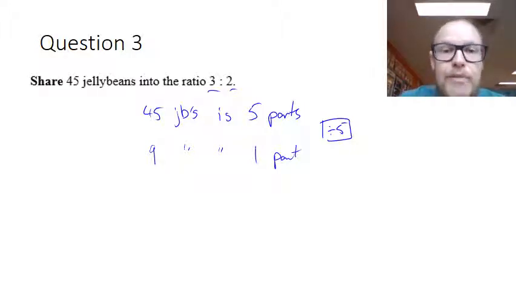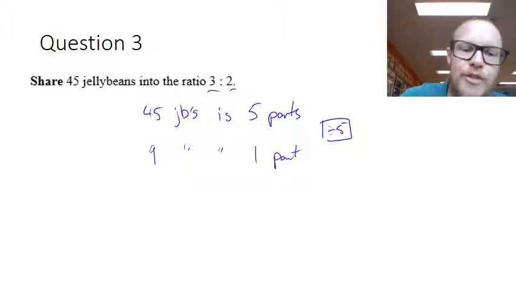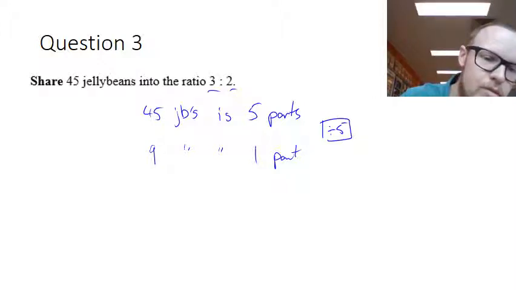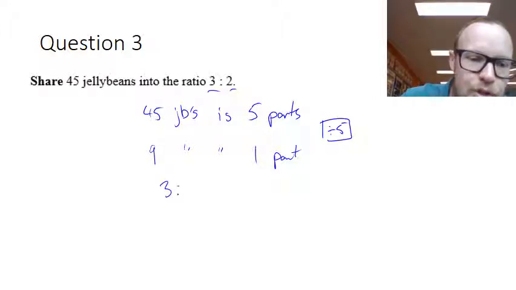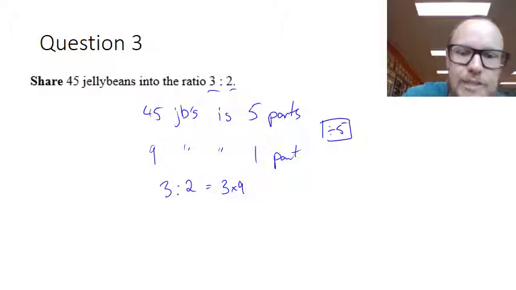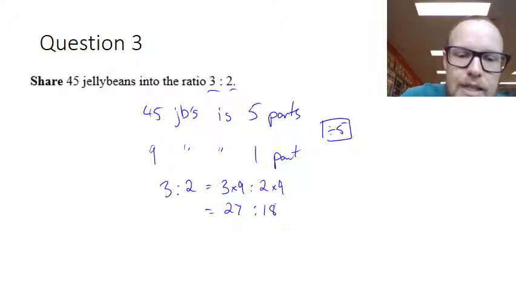Now I know that I need to have my ratio in 3 to 2. So ratio of 3 parts to 2 parts is going to be equal to 3 times 9 jelly beans to 2 times 9 jelly beans. So that's going to be 3 times 9 is 27, 2 times 9 is 18.